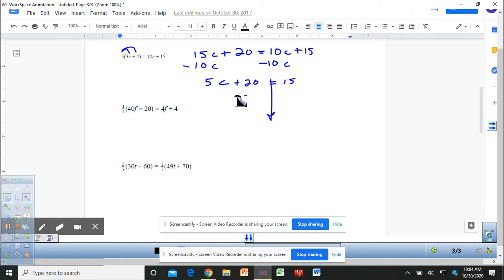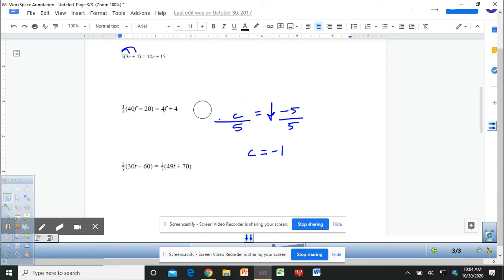Now I can drop my anchor, subtract 20. So 5c equals negative 5. Now I got to get rid of that multiplying, so I'm going to divide. And c equals negative 1.